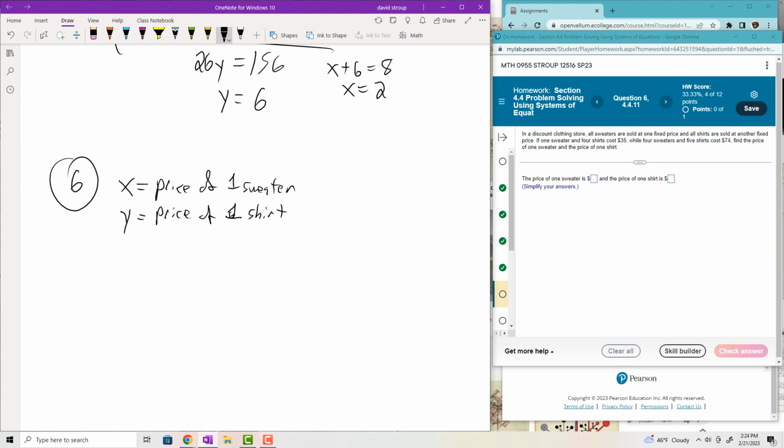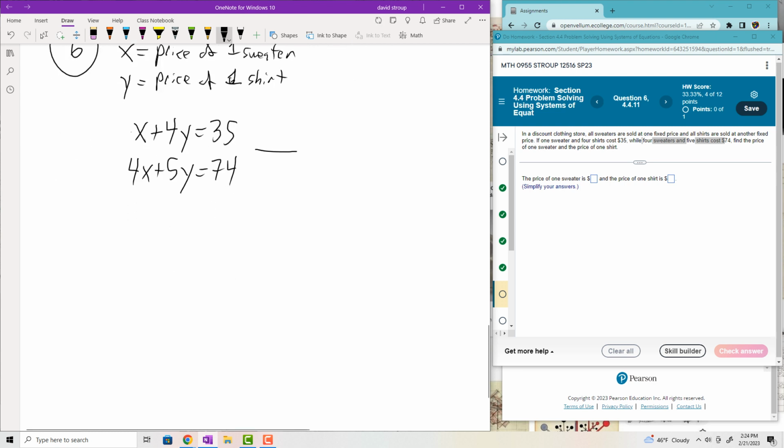Okay. And then it's saying if one sweater and 4 shirts is $35, so one sweater, 1X, plus 4 shirts, 4Y, is 35. And then it goes on to say 4 sweaters and 5 shirts cost 74. So 4x plus 5y is 74. And then they want you to find the price of both. So again, you could just multiply that first equation by minus 4. This would be minus 4x minus 16y is 35 times 4.